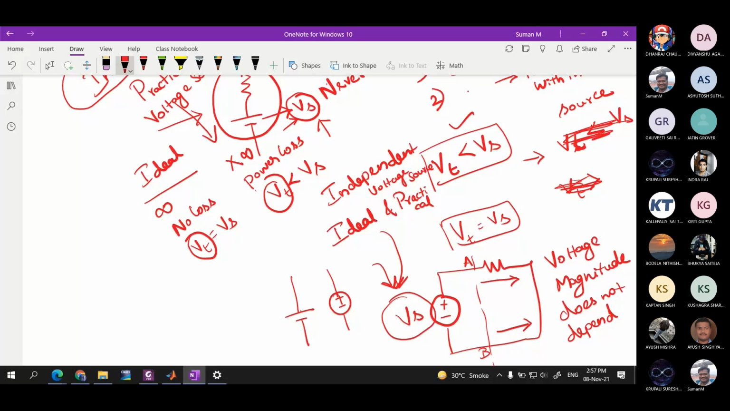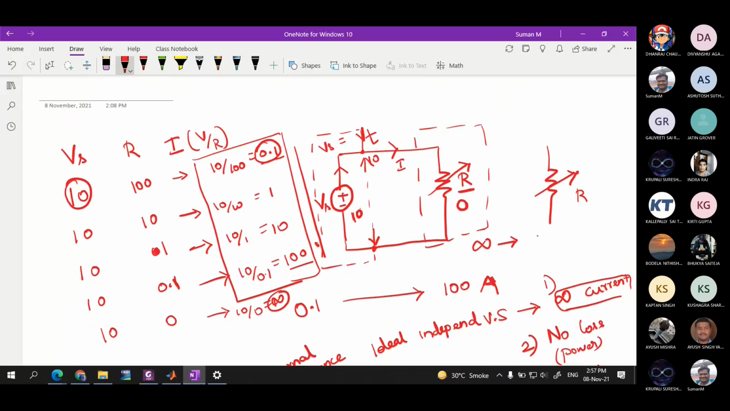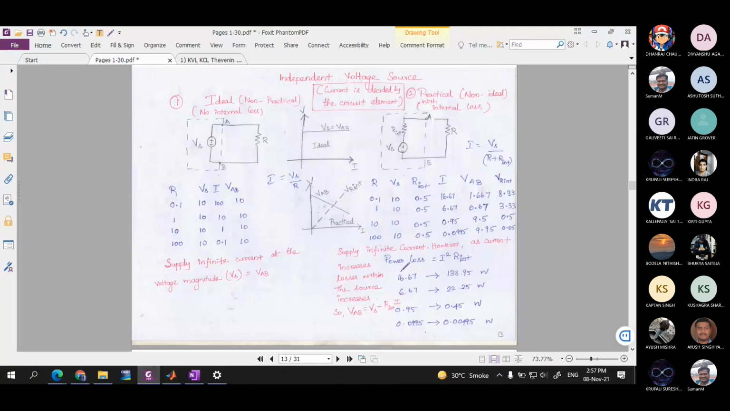Shall I proceed further? Yes, sir. Yeah, fine. So similarly, we also have independent current sources. For that we'll directly go here.